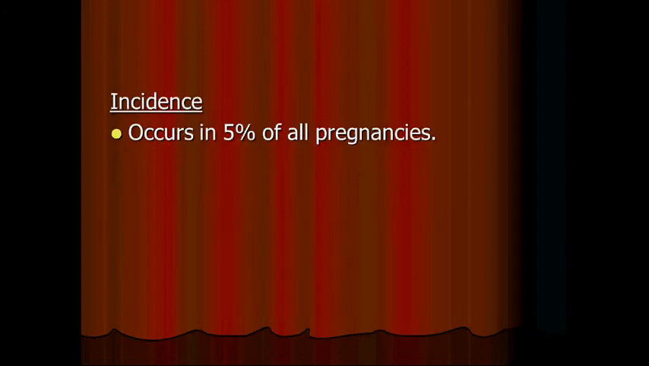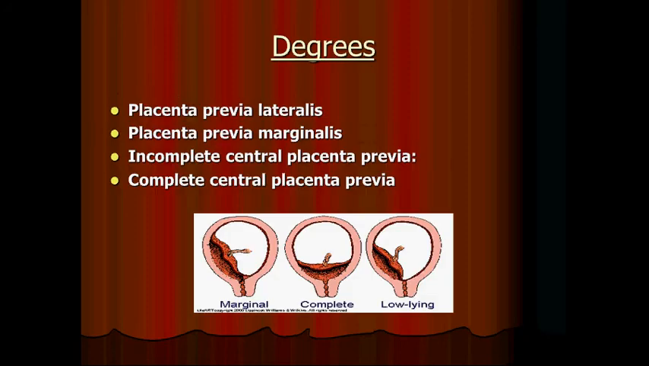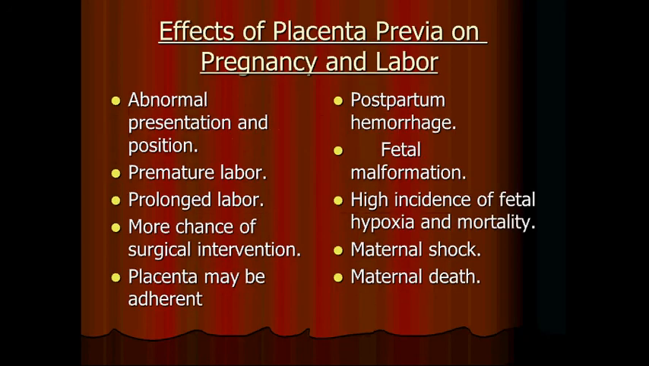Incidence: occurs in 5% of all pregnancies. Effects of placenta previa on pregnancy and labor: abnormal presentation and position, premature labor, prolonged labor, more chance of surgical intervention. Placenta may be adherent. Postpartum hemorrhage, fetal malformation, high incidence of fetal hypoxia and mortality, maternal shock, maternal death.